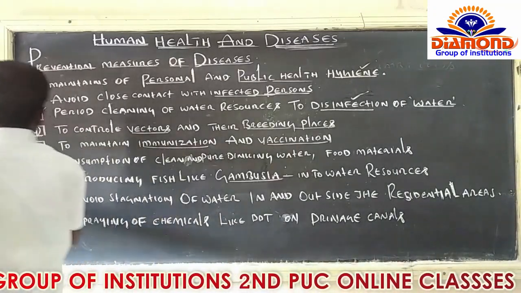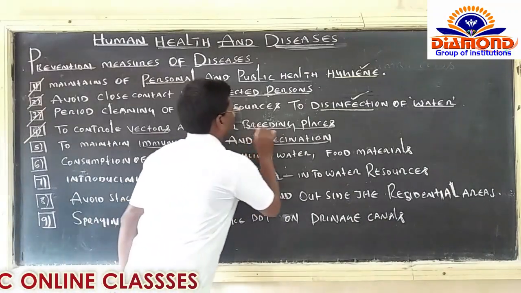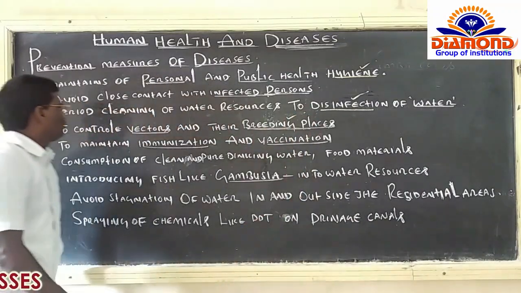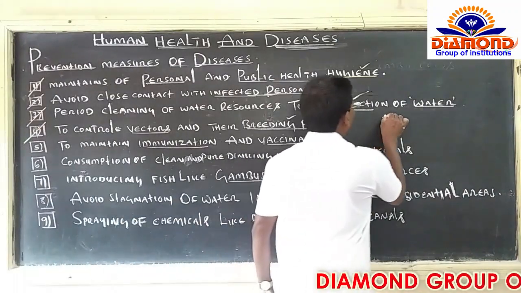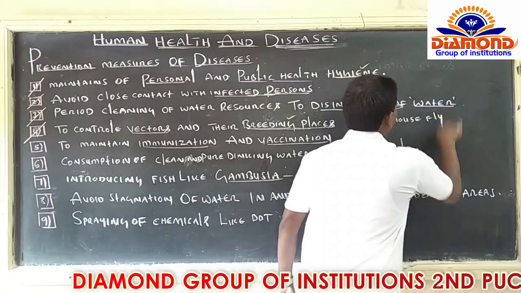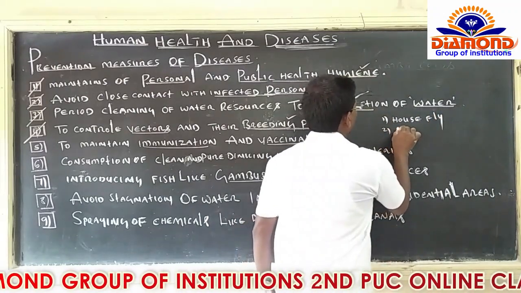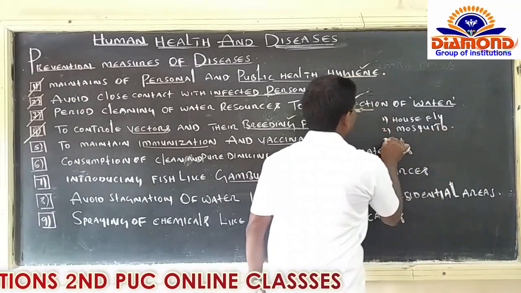And the fourth point is to control vectors and their breeding places. To control vectors means what? Vectors here are: number 1, housefly. Number 2, mosquito. Number 3, cockroach.